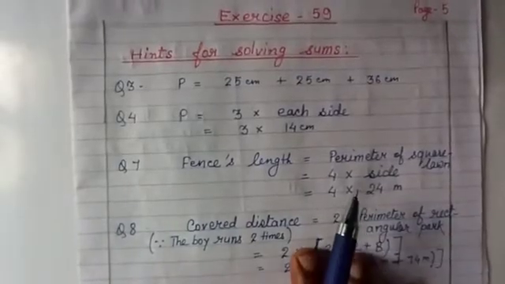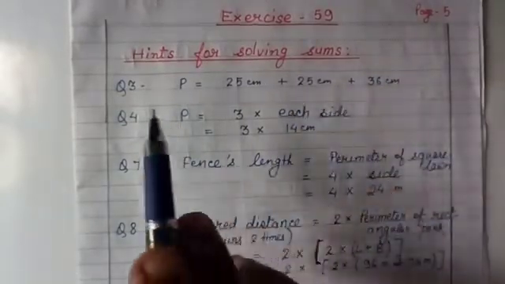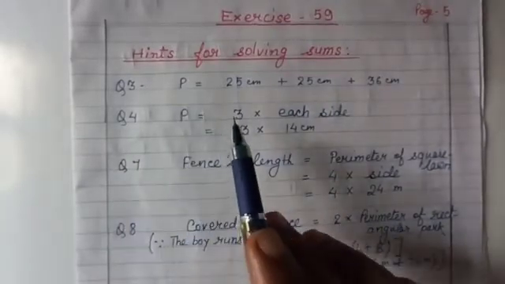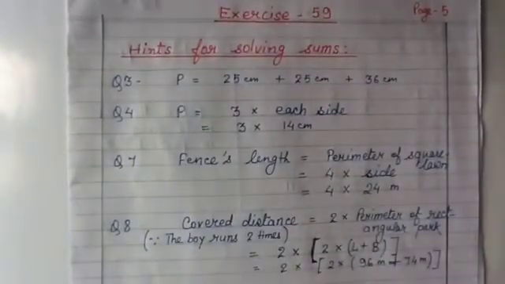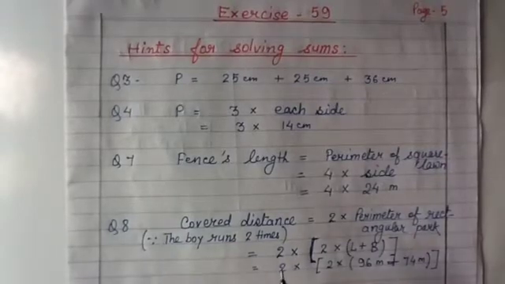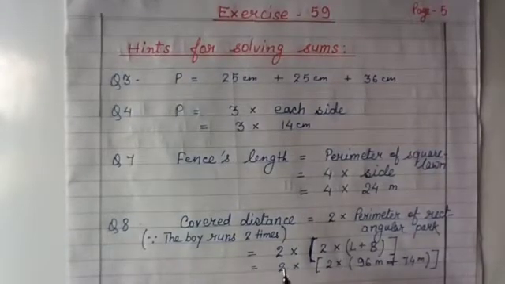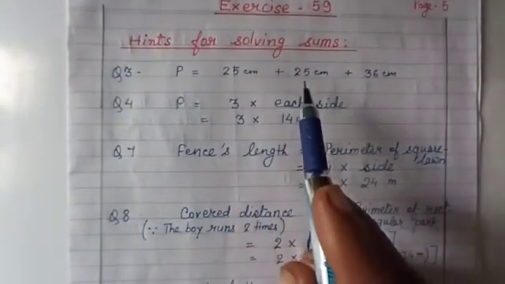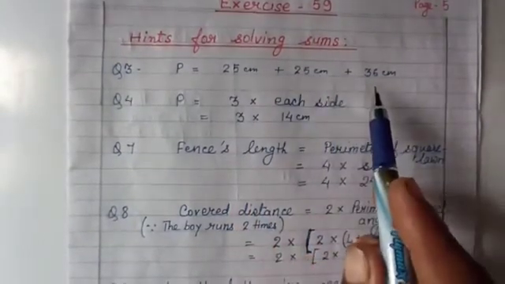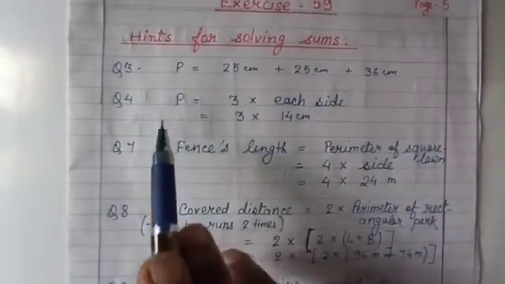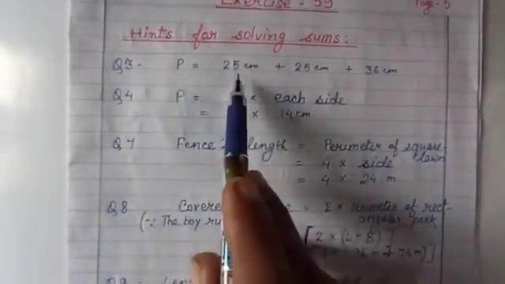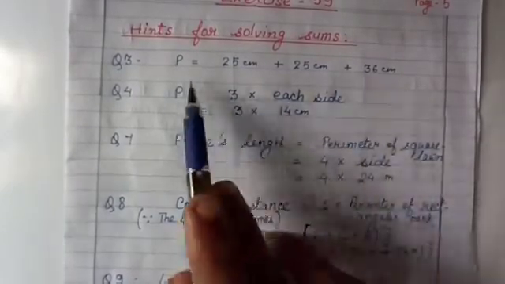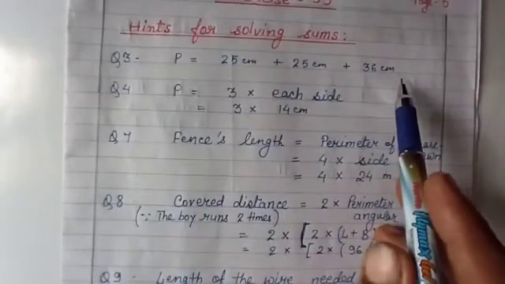Look at children, here it is exercise 59. I am giving you hints for solving the sums. In question number 3 in your book, it is given: find the perimeter of a triangle, 2 of whose sides are each 25 centimeter long. That means 2 sides are 25 centimeter and 25 centimeter and the third side is given 36 centimeter, and you have to find out the perimeter. So how to find out? Perimeter will be 25 centimeter plus 25 centimeter plus 36 centimeter. You have to find the addition and get the answer.